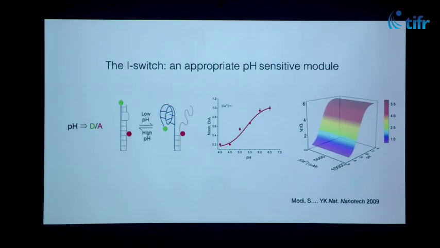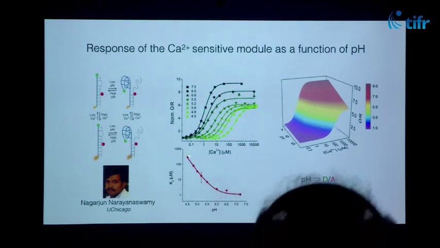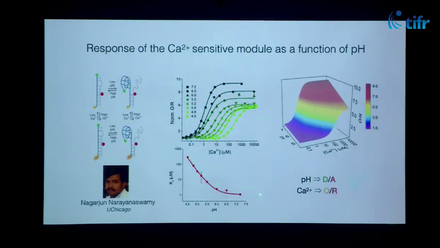We showed that you can make this pH sensor and attach a calcium-sensitive dye. This was synthesized by Nagarjun, who showed how the calcium-sensing capacity, the KD or affinity, changes as a function of pH, and you can describe that by an equation. You can also see that using green and red we can tell calcium, and using orange and red you can tell pH and calcium.